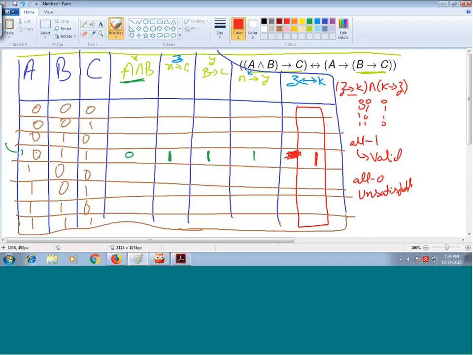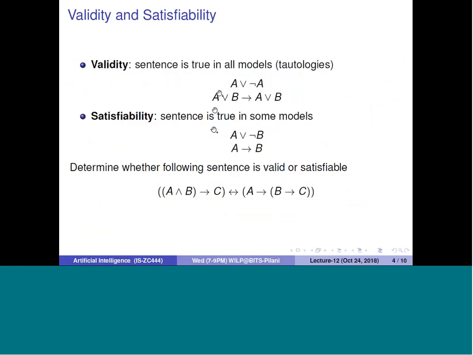Otherwise, satisfiable. Alright, you go this way. So now with this you can find out whether the equation is satisfiable or not satisfiable. This is a very simple question.